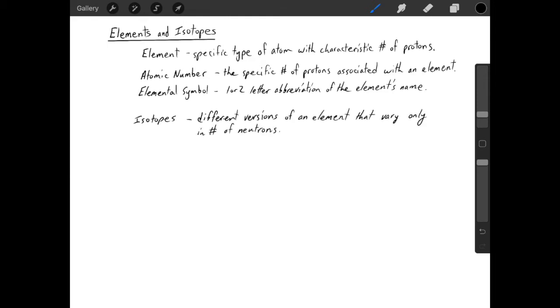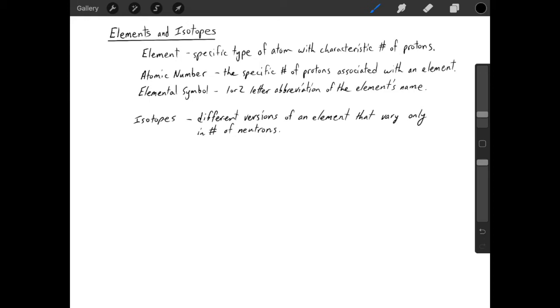The important thing to remember about isotopes is that they have the same number of protons and electrons, they only vary in number of neutrons, and in most cases they're actually indistinguishable from other isotopes of the same element. All different isotopes of an element behave effectively the same.